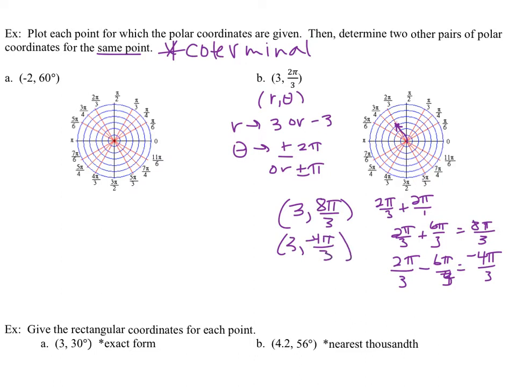If you wanted to change your R value and make it negative, you could do another possible option. -3 would mean we'd have to rotate all the way around to get to that point. That means we would take 2 pi over 3 and add 1 pi. Well, to get a common denominator, that would be 3 pi over 3, and that would just give you 5 pi over 3. We do have lots of options. You only need to write out 2 of them.